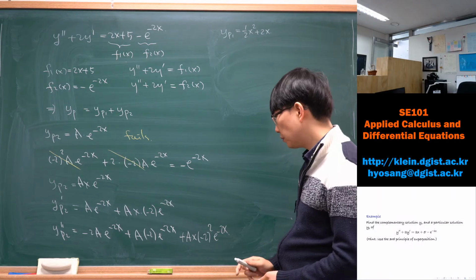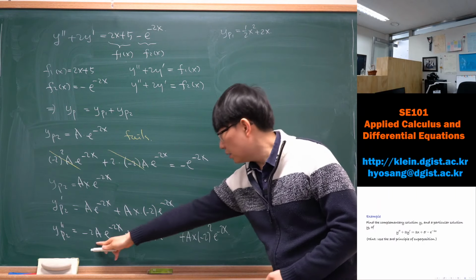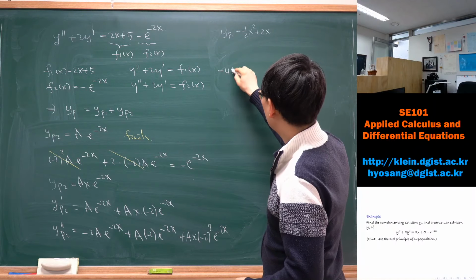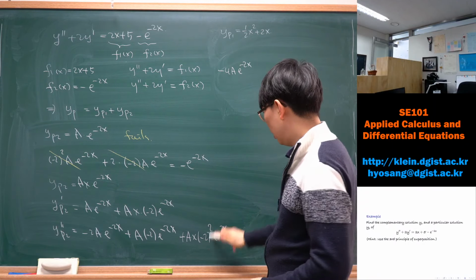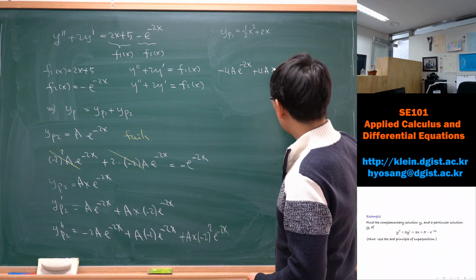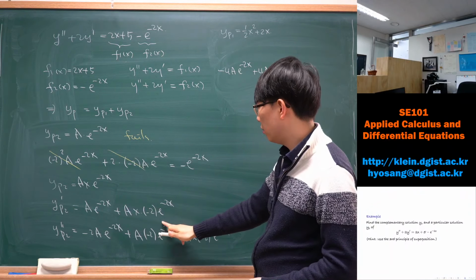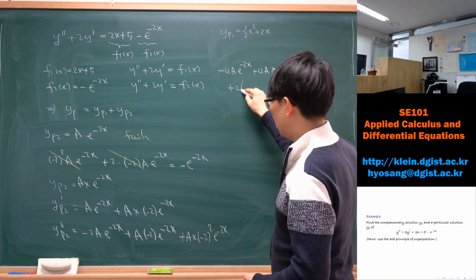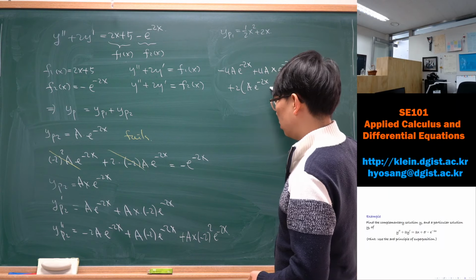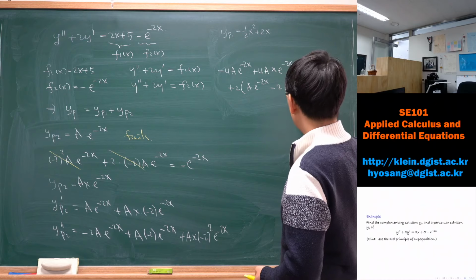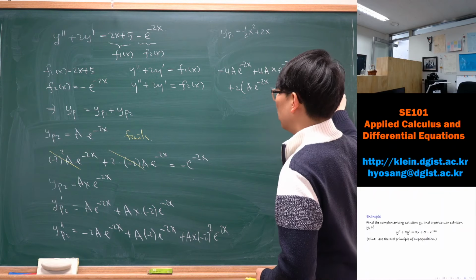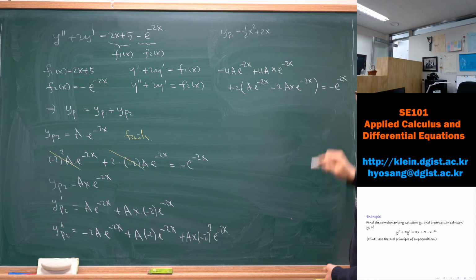Okay, so we have, combining these two, I get minus 4a e to the negative 2x, and here we have plus 4ax e to the negative 2x, and 2 times y prime becomes plus 2 times a e to the negative 2x minus 2ax e to the negative 2x, and that must be equal to e to the negative 2x. Okay, so let's look at these ones.